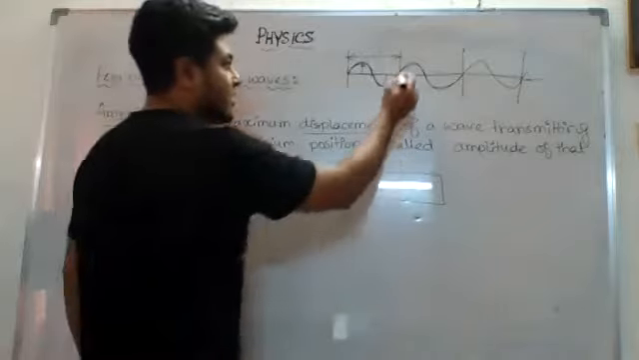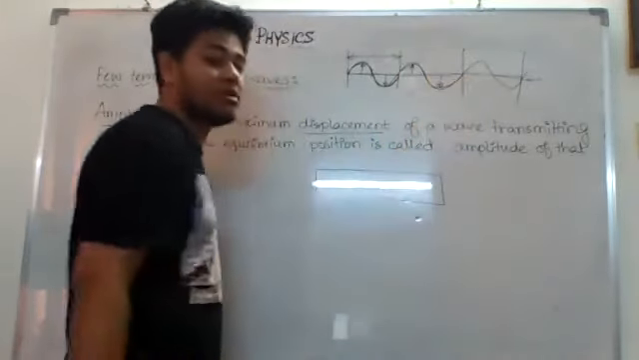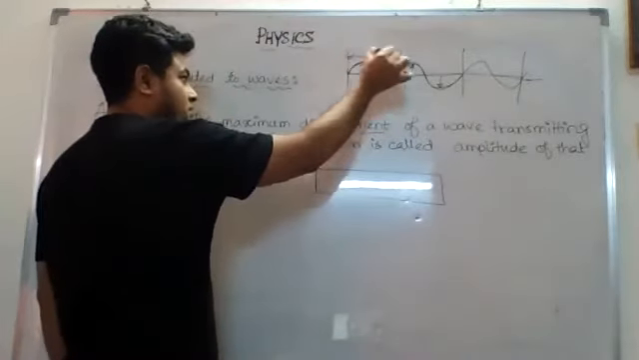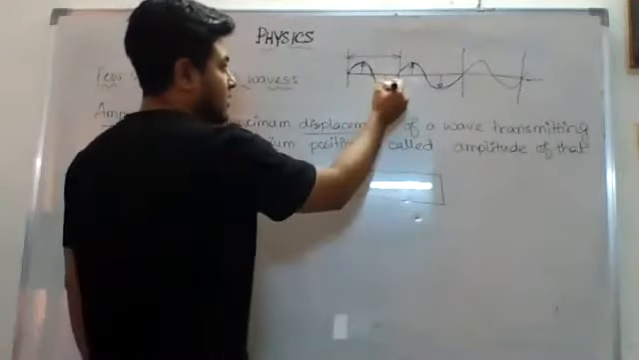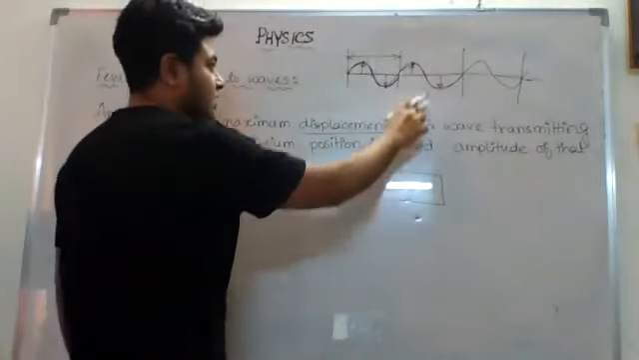It will be the same for all the crests and all the troughs. If you remember crest and trough, yesterday we discussed this. This is the crest, the maximum position in the upward direction, and the maximum position in the downward direction is called the trough.